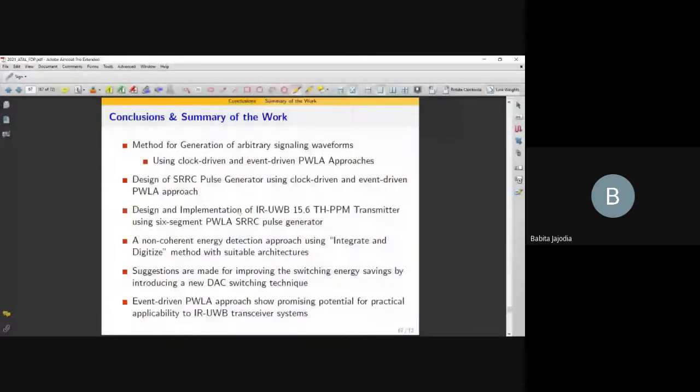With this, I can conclude our presentation. We have discussed different methods based on clock-driven and event-driven PWLA approximation. Then we discussed the SRRC pulse generator using clock-driven, and I gave you an idea of how event-driven can also help. Then we discussed how the SRRC pulse generator was used for the TH-PPM transmitter, where we took the sixth segment based on the trade-off between complexity and power spectral density.